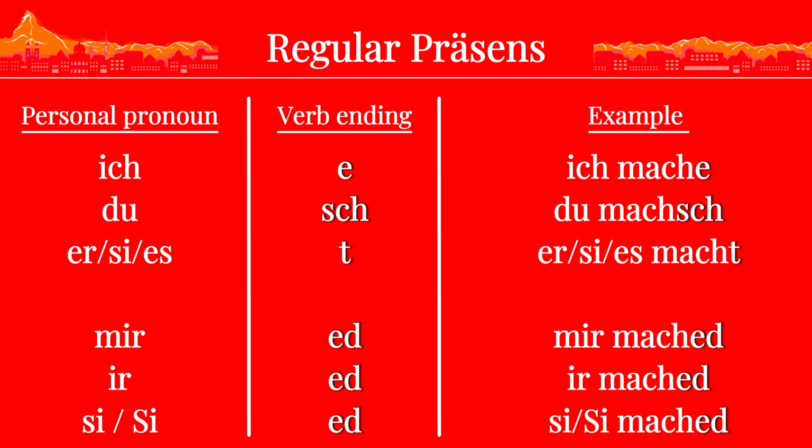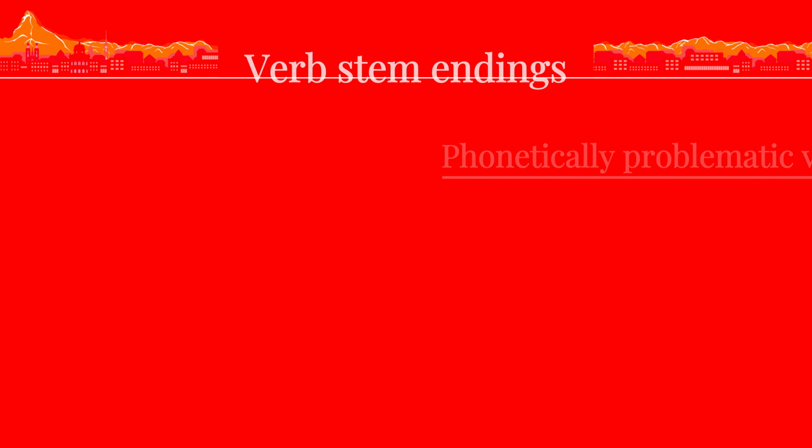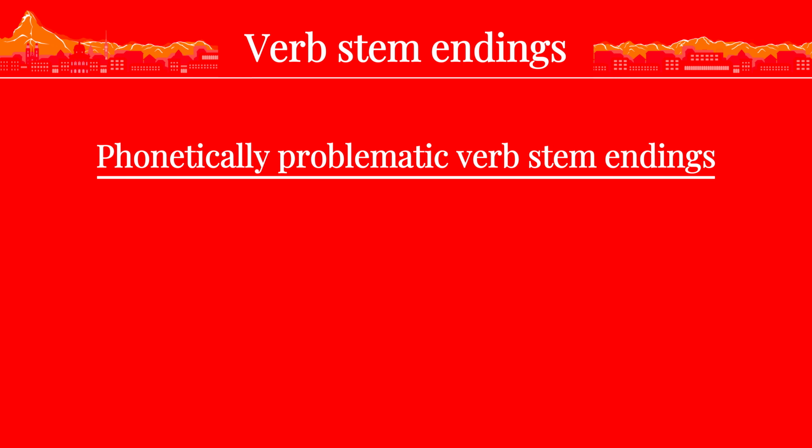The fact that the plural forms are identical makes it easier to speak, but can be challenging when it comes to listening. If a verb has a phonetically problematic verb stem ending, the added endings are adapted slightly. A phonetically problematic verb stem ending occurs when the stem ends in t, s, sch, or z.